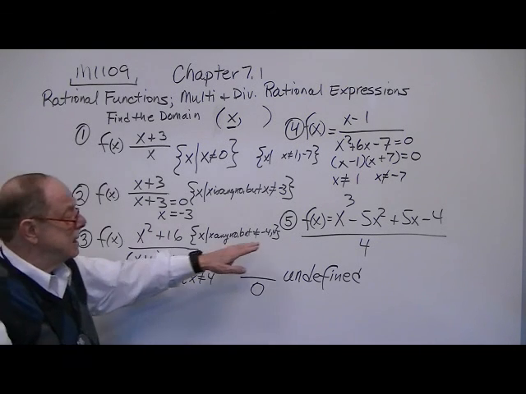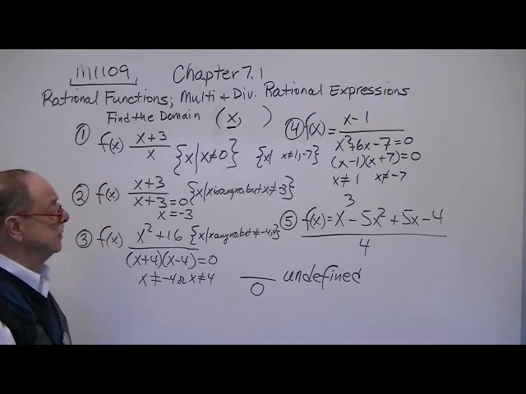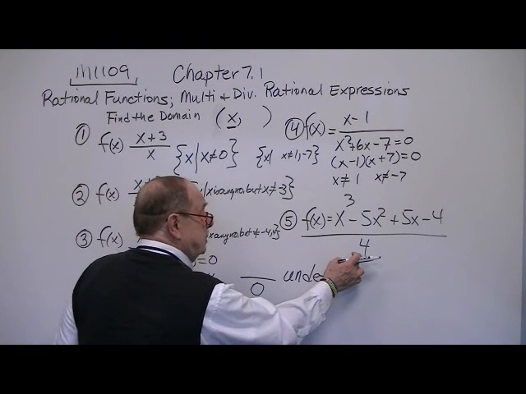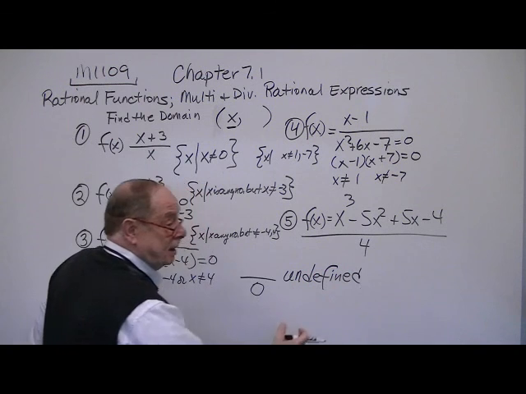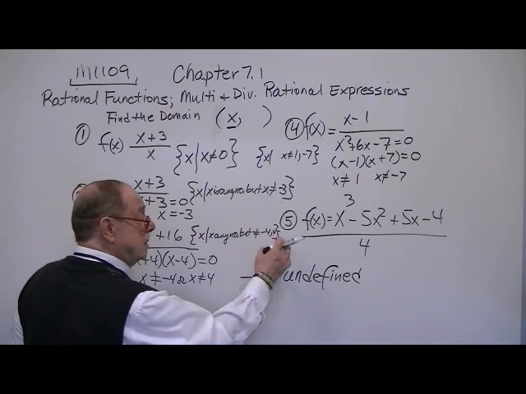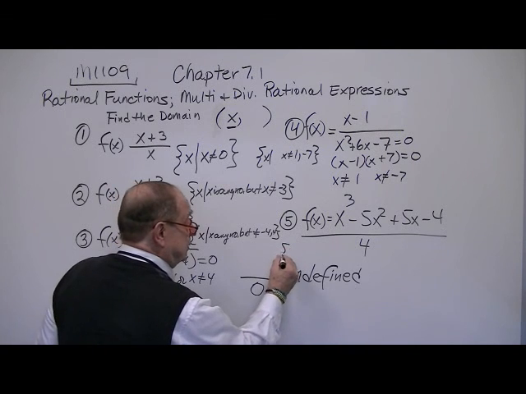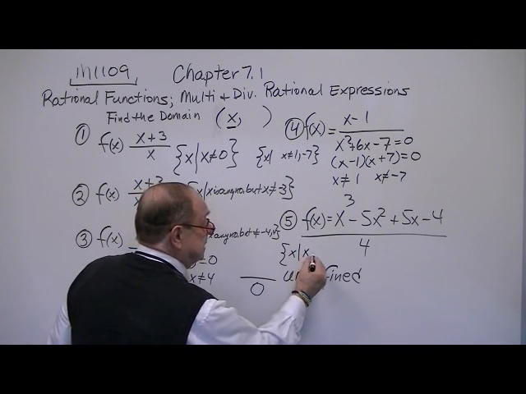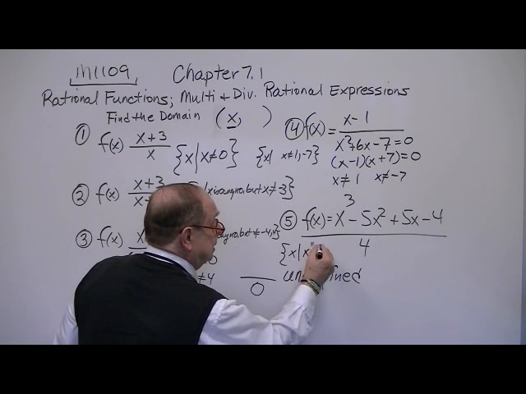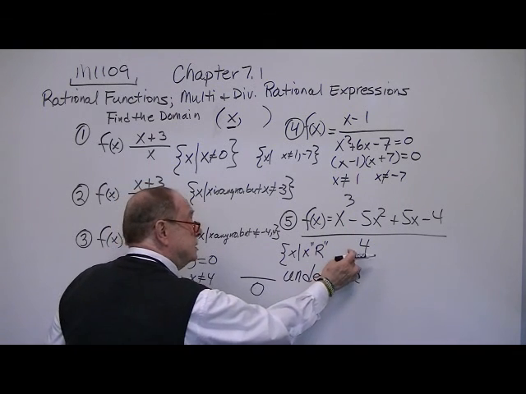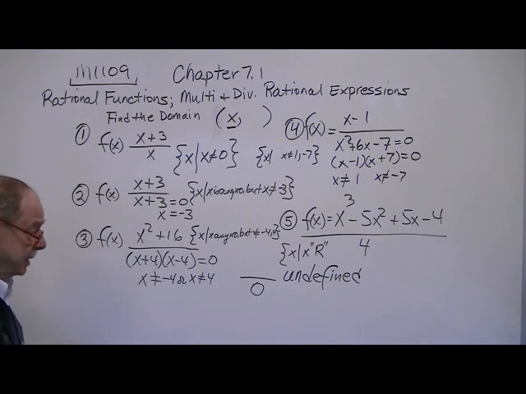Now as we look at our last example, example 5, again we're only interested in the denominator. And notice our denominator doesn't have x. So for number 5, you would write that x is such that x is any real number. There are no exclusions because there's no variable in the denominator.